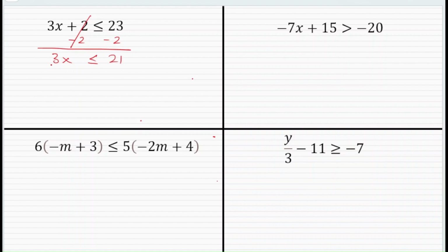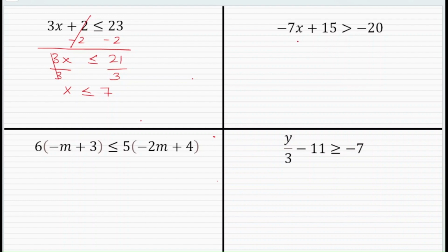Now, in order to eliminate this 3, which is being multiplied by x, I'll do the opposite operation of division on both sides. 3 divided by 3 is 1, and 1x is just x. So x is less than or equal to 21 divided by 3, which is 7. That means all the values of x which are less than or equal to 7 satisfy this given inequality. Pretty much the same way we do equations.